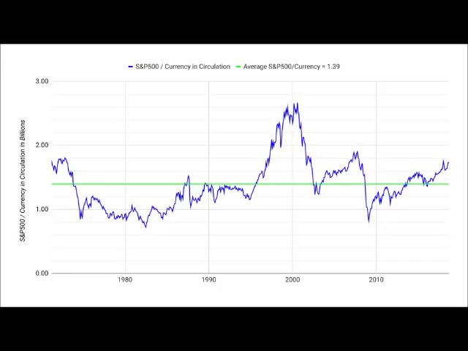There have been times when the ratio was quite a bit lower than 1.39, such as in 1980 and again in 2009. Both were good times to buy stocks. As can be seen, capital gains over the following couple of decades were quite good. On the other end of the spectrum, when the ratio was significantly above 1.39, such as in the year 2000, subsequent capital gains were lower than normal. This is not to say that capital gains in the S&P 500 were negative.